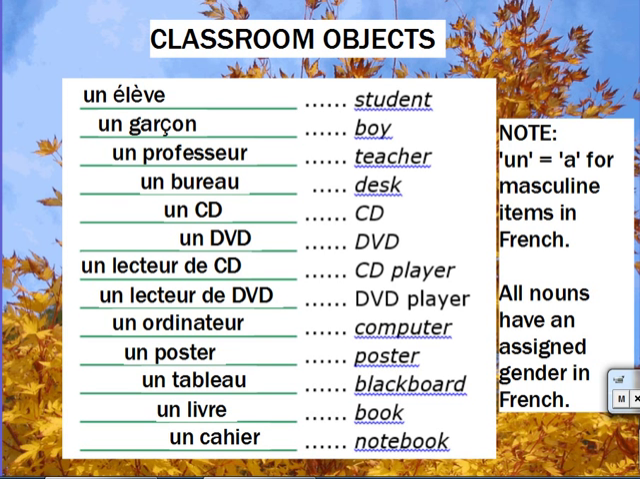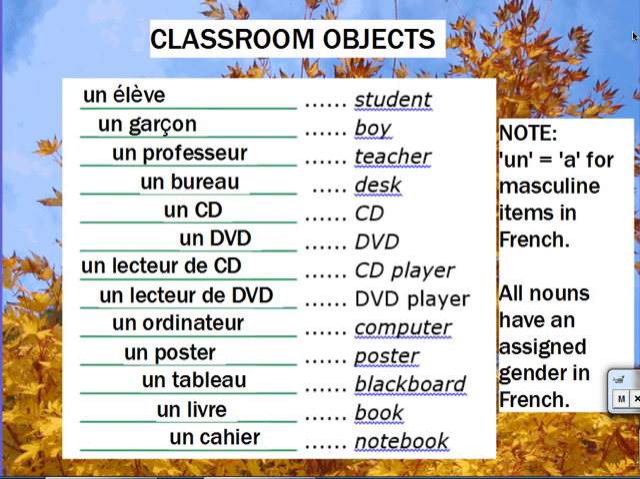The left-hand side are all considered to be masculine words, and they all start with the indefinite article un, which means a, but you'll notice in a moment that there's a different word for a for the ones that are on the right-hand side of your paper, which are the feminine items and words in the French language.